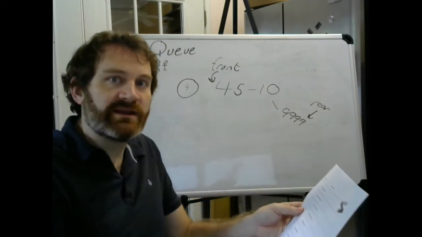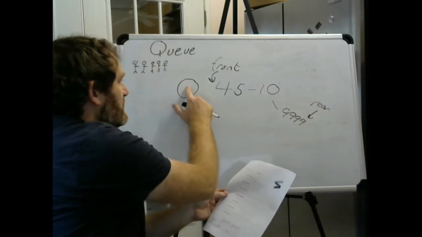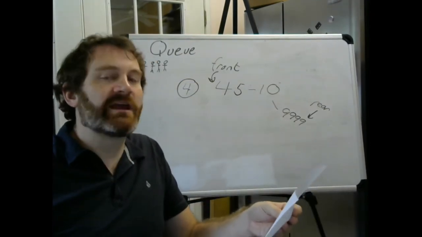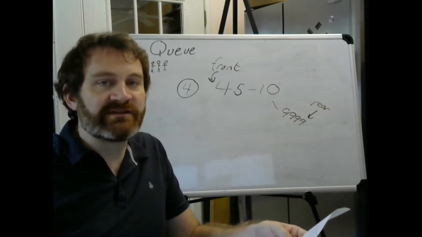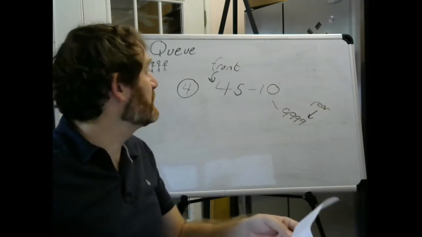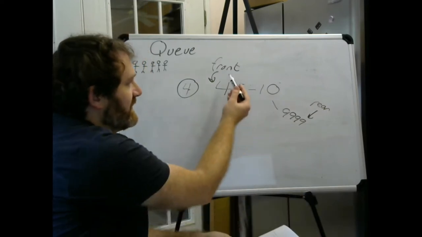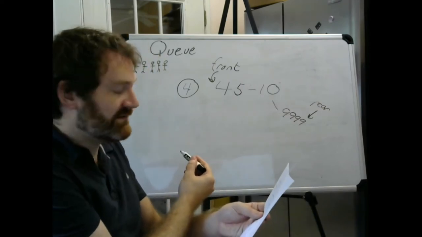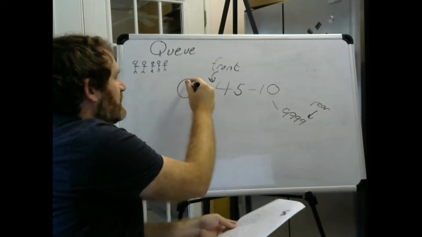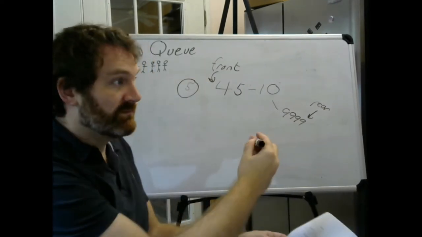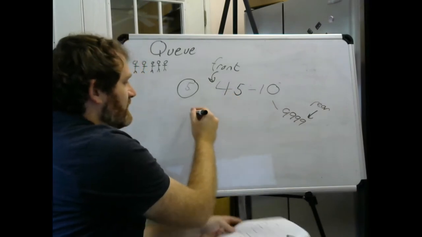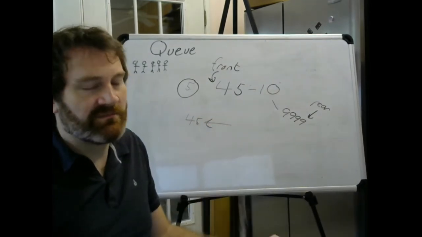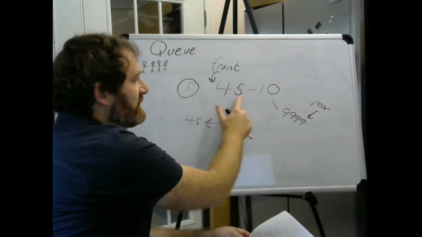Now we need to DQ. Step five, we are going to DQ here. DQing removes and returns the item at the front of the queue. Well, who's the front of the queue? Conceptually, the front of the queue is 45. So DQing, we are going to remove 45 and return it. I'll write 45 with a little arrow as my sign that I'm returning it, and I need to remove it.